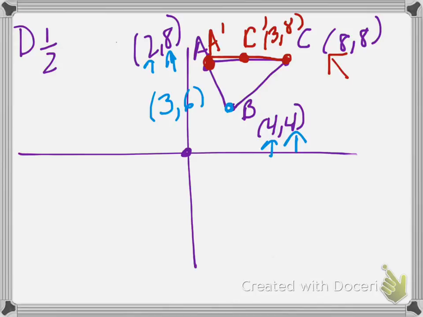So it's the point 3, 6, which would be somewhere around, let me get my other color, somewhere around here, and that would be my B prime. And then this is my new triangle. And you can see it looks just like the other triangle, it's just half of its size. Okay?